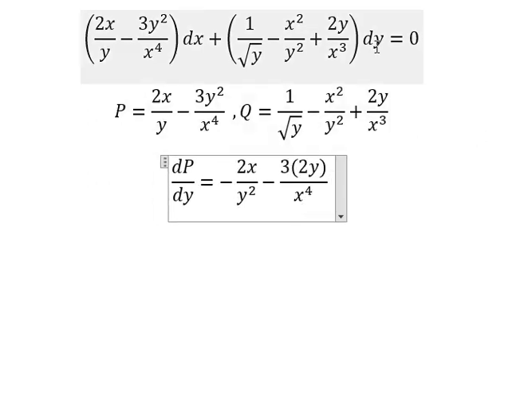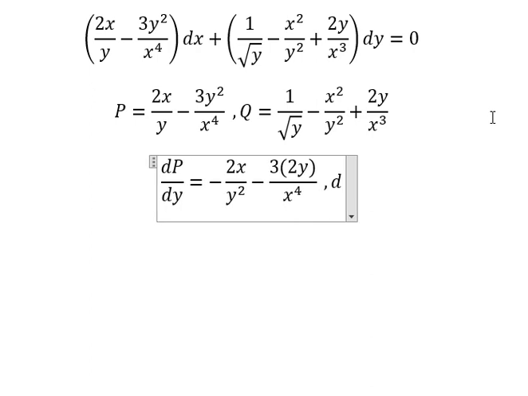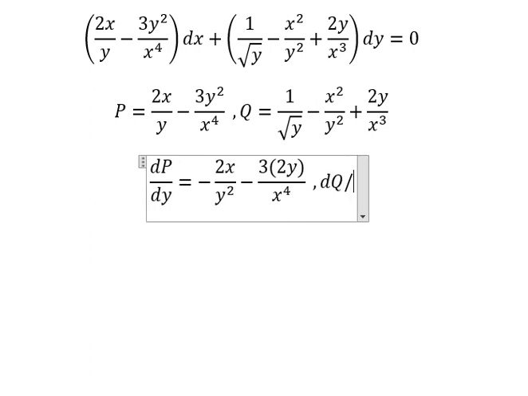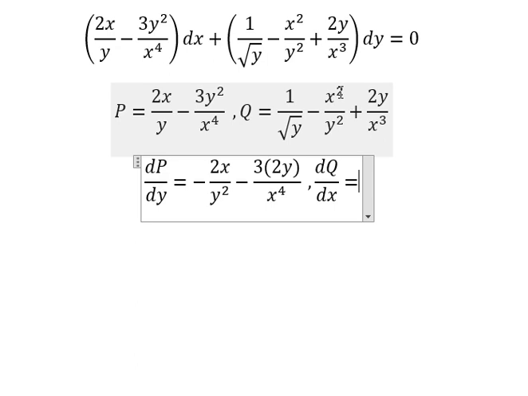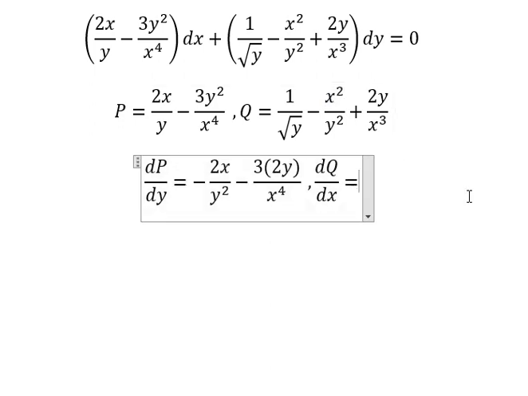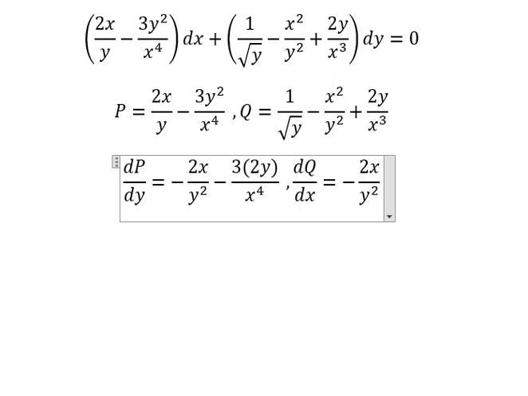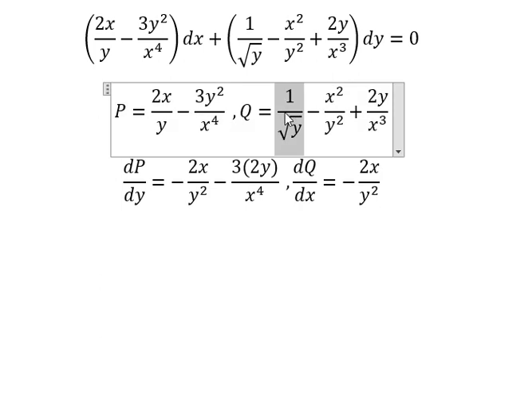Next, we have dy. That means we need to do first the derivative of q with respect to s. So we just have only s squared and s to the power of 3. First, the derivative of s squared, we have 2s. This one we don't have s, so you got number 0.